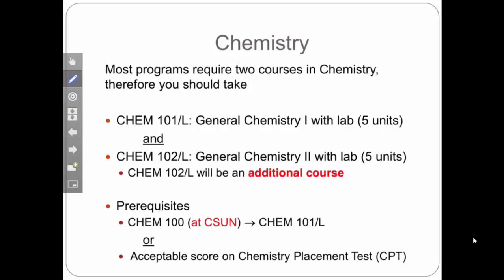Most programs require 2 courses in chemistry, and therefore you should take Chem 101 with lab and Chem 102 with lab. For the degree in kinesiology with an emphasis in exercise science, Chem 101 with lab will be applied. However, Chem 102 with lab is not required and therefore will be an additional course. Before you can take Chem 101 with lab, you must take either Chem 100 at CSUN, or you must take the chemistry placement test and achieve an acceptable score. Again, I want to underscore that Chem 100 taken outside of CSUN is not an acceptable prerequisite for Chem 101 at CSUN.